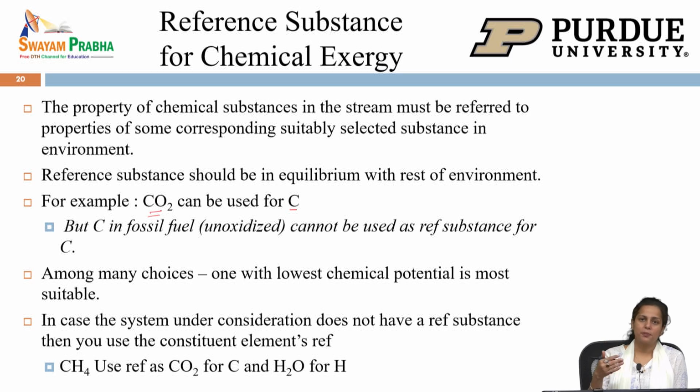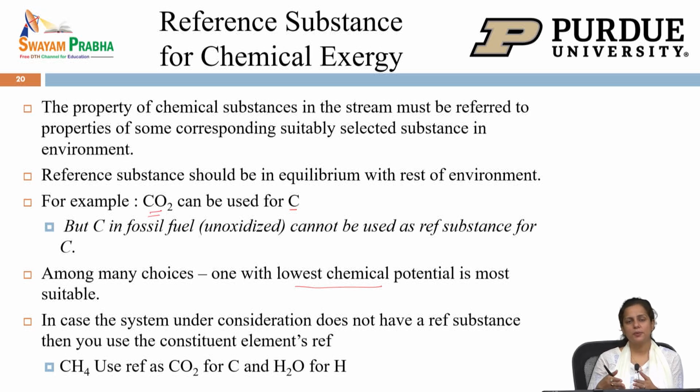So whenever you have carbon, it can combust and it can come in equilibrium with the CO2 in the environment. So you have a reference substance with which a chemical potential equilibrium can be achieved for that species. Similarly, you might have multiple choices to select for your reference substance, and mostly we use the lowest chemical potential for calculation of the exergy. The reason is that there is a tendency of chemical substances to come into chemical equilibrium when they are left in the open in the environment. So there will always be this dissipation of chemical potential gradient.